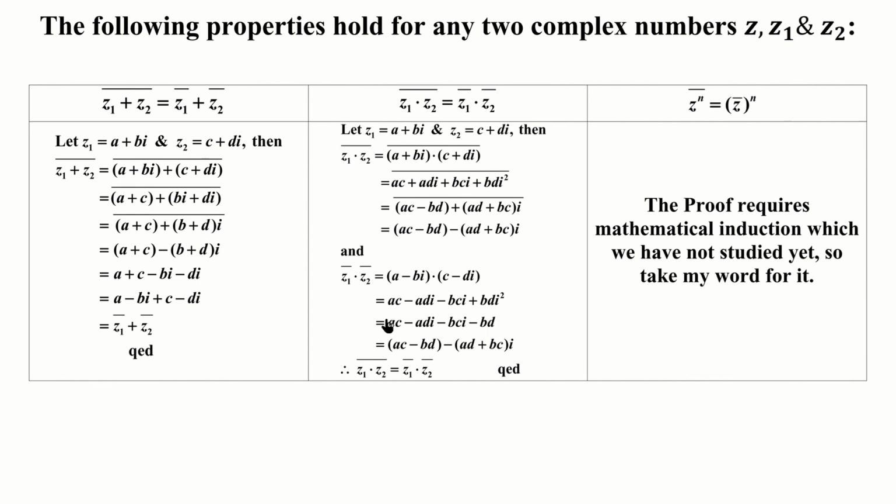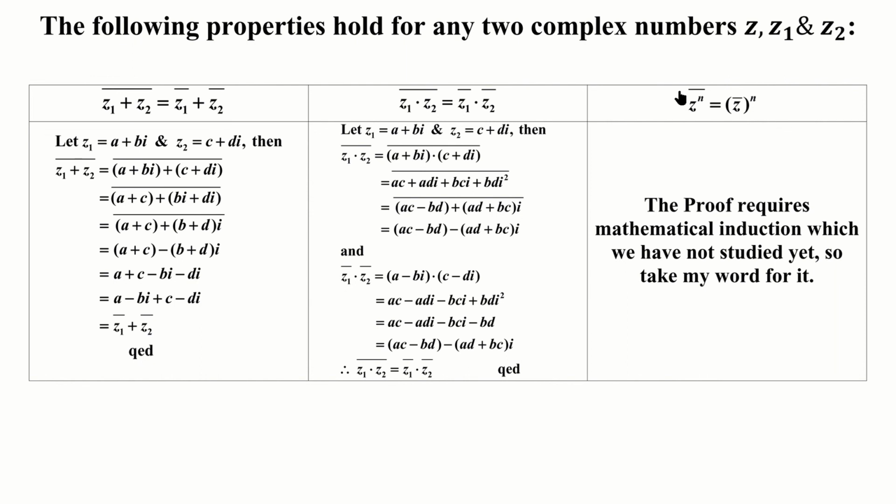And now I'm going to put these two together, ac minus bd, and I'm going to factor out a negative i, and I'm going to be left with ad plus bc. But look what we have. Exactly the same thing that we found when we found the conjugate of the product. Therefore, the conjugate of the product is the same as the product of the conjugates, and we've proven it.